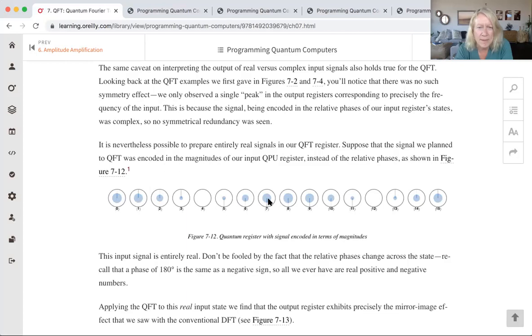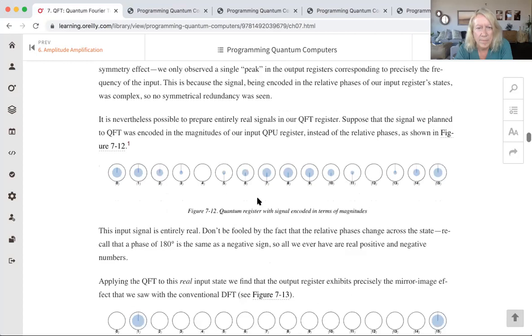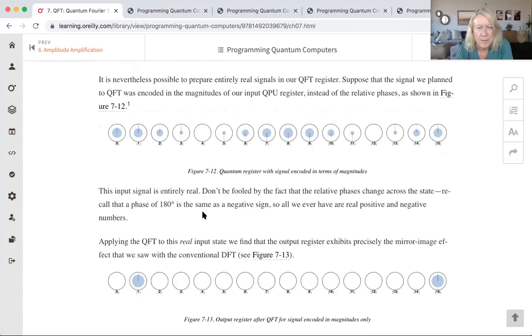So now the circle sizes are different, instead of the relative phases. And the relative phases are either up or down or nothing. The input signal is entirely real. Don't be fooled by the fact that the relative phases change across the state. Recall that a phase of 180 is a negative. So all we have here are positive and negative numbers.